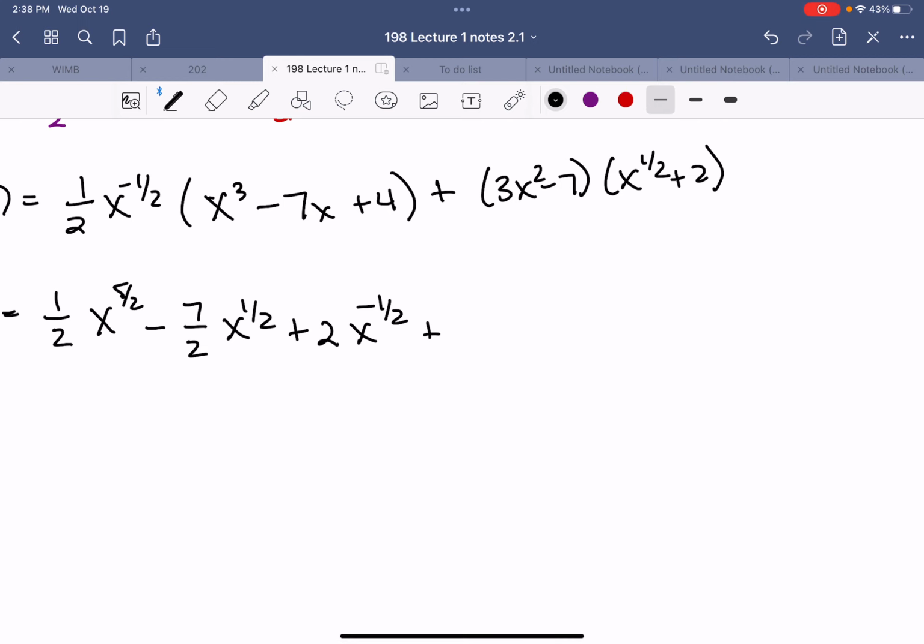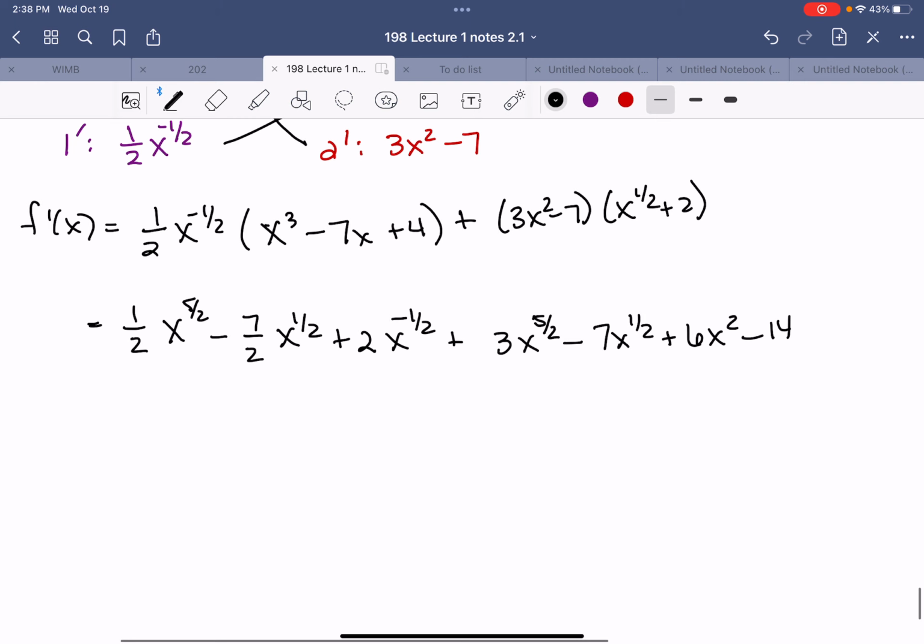Over here on the right, we're foiling. So the first two, that's going to be 3x to the 5/2 minus 7x to the 1/2 plus 6x squared minus 14. Then we can combine a couple of these. So this one and this one are like terms. So 1/2 and 3, so 3.5, which would be 7/2 x to the 5/2.